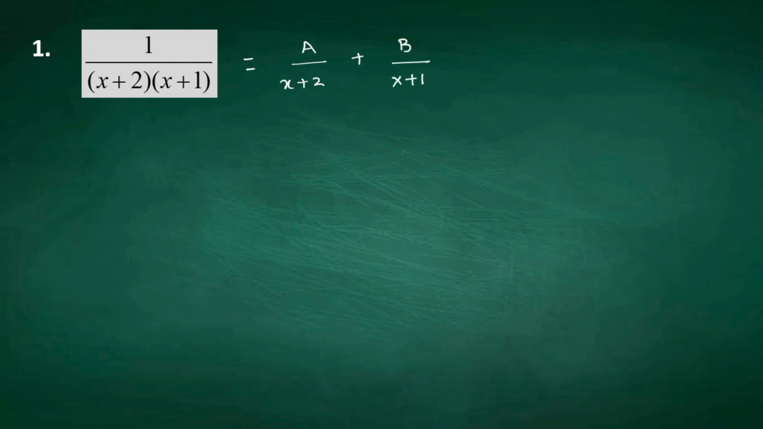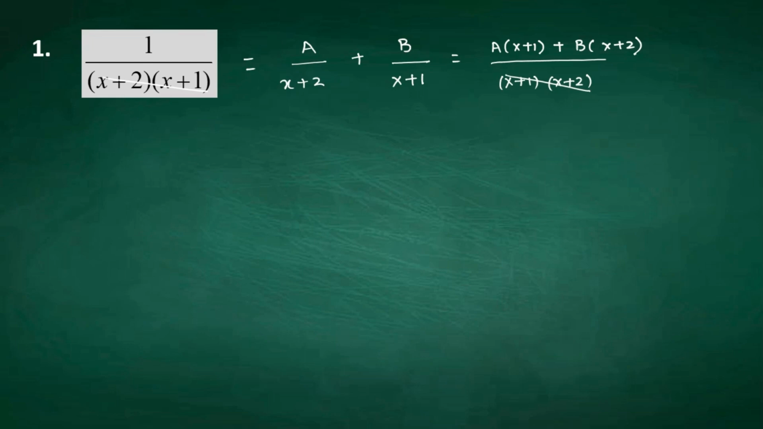So a and b values are to be determined. In order to do that, what we can do over here is cross multiply and take the denominator as a common term. I can write this as x plus 1 times x plus 2, and in the numerator you have a times x plus 1 plus b times x plus 2. Now you have the common denominator, and the denominators will get cancelled.